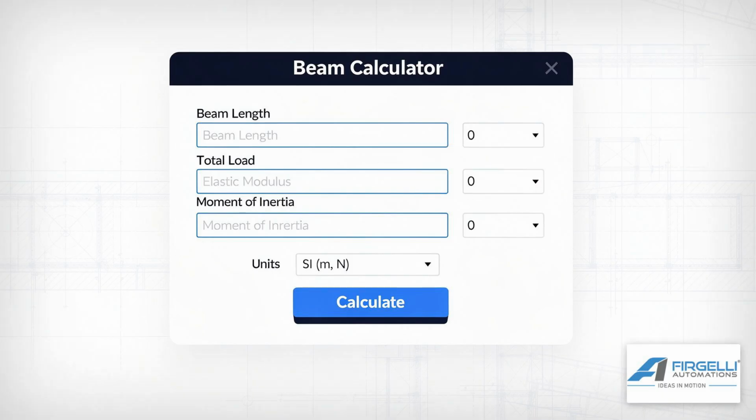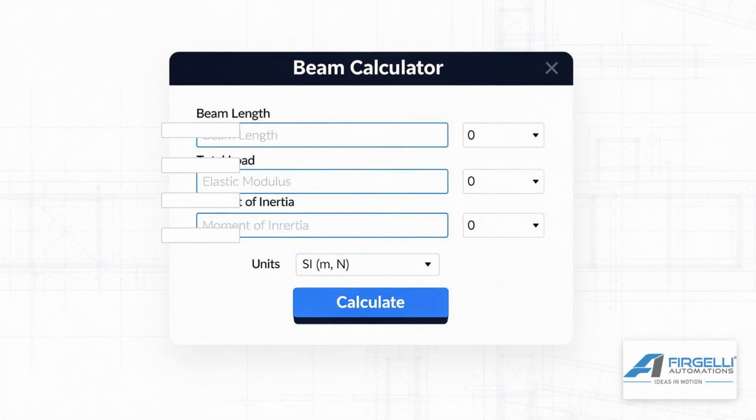Next, enter your beam length L in the first field. Then input your total load W, which represents the uniformly distributed load across the entire beam. Third, enter your elastic modulus E for your beam material. Finally, input your moment of inertia, I, based on your beam's cross-sectional geometry.